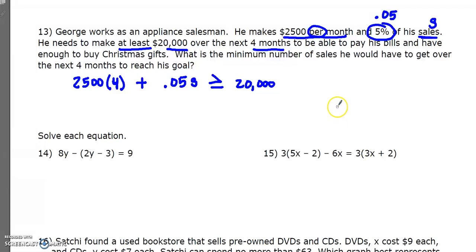So now all I have to do is solve for the variable S. So if I do this, let's see, I've got 2,500 times 4. Well, that's $10,000 right there. 0.05 S greater than or equal to 20,000. So if I'm trying to solve for the S, that means I will move my $10,000 over to the other side by subtracting.